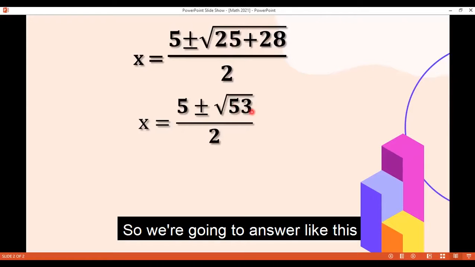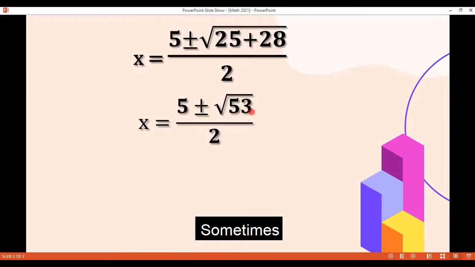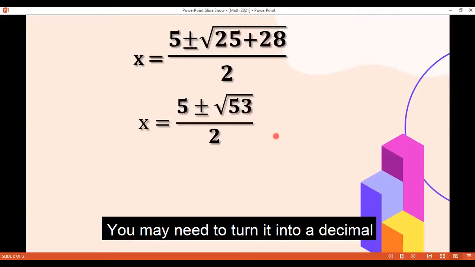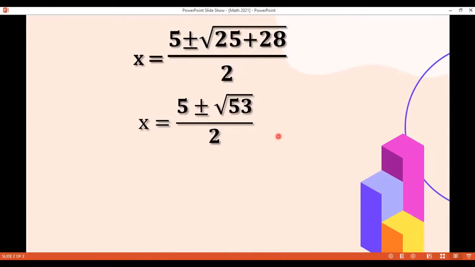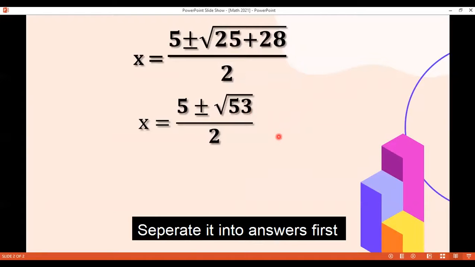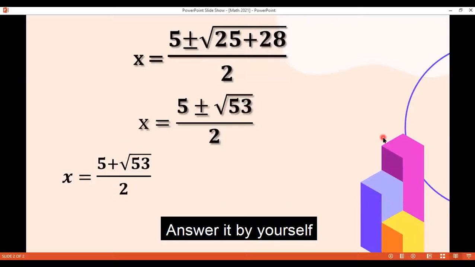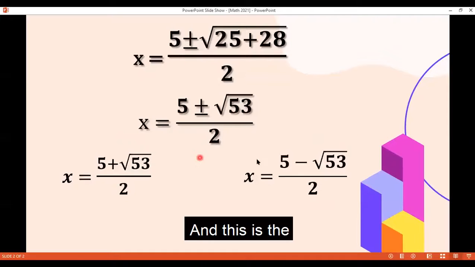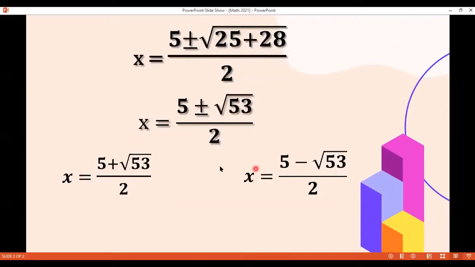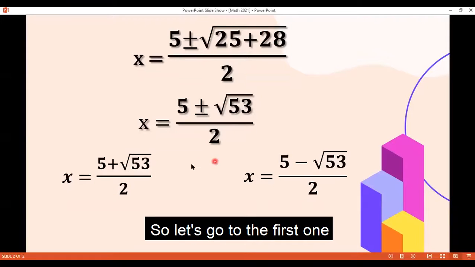So we're going to leave the answer like this. Sometimes you may need to turn it into a decimal. If you need to do that, separate it into two answers first and then solve it by yourself. And these are the two answers. So let's go to the first one.